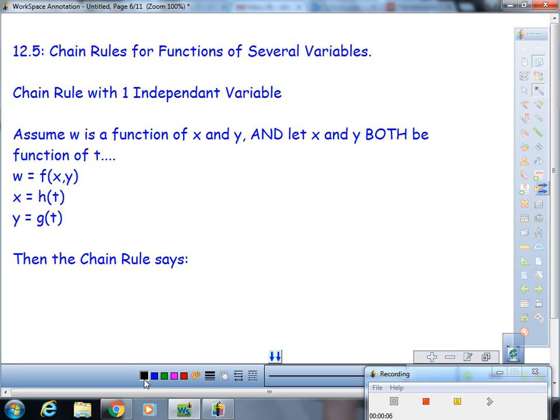All right, here we go. This is 12.5. It's chain rules. You already know a chain rule. Now we're going to know two chain rules. No? Okay. Here we go.